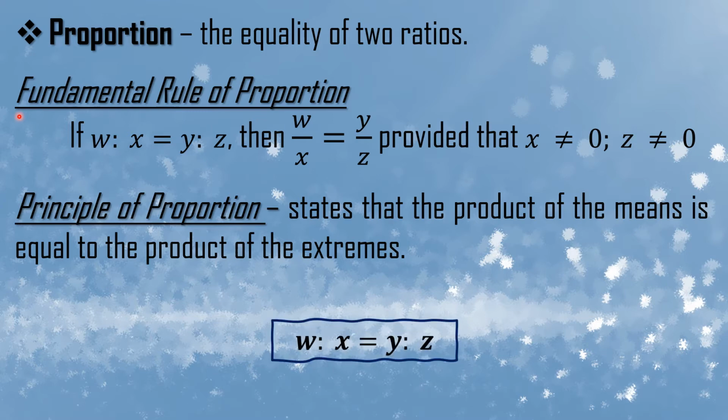Again, meron tayong tinatawag na dalawang parts ng proportion. Ang una ay ang means, which is yung nasa gitna or yung dalawang value na magka-partner sa gitna at yung pareho namang nasa labas or yung nasa dulong kaliwa at dulong kanan, iyon naman yung tinatawag nating extremes.